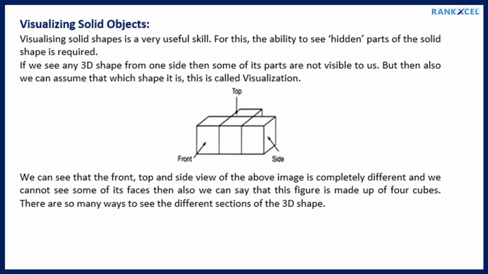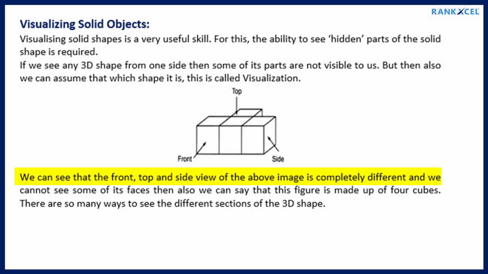Visualizing solid objects. Visualizing solid shapes is a very useful skill. For this, the ability to see hidden parts of the solid shape is required. If we see any 3D shape from one side, then some of its parts are not visible to us. But then also we can assume which shape it is. This is called visualization.